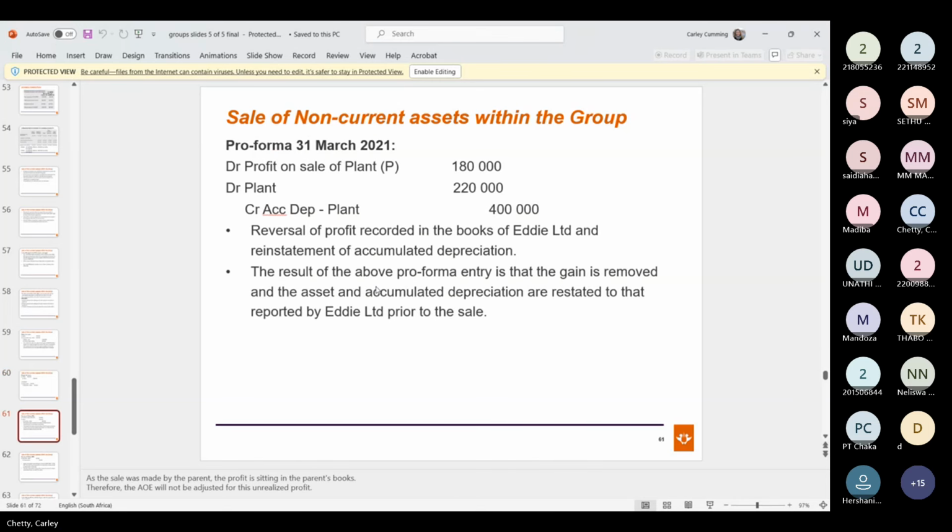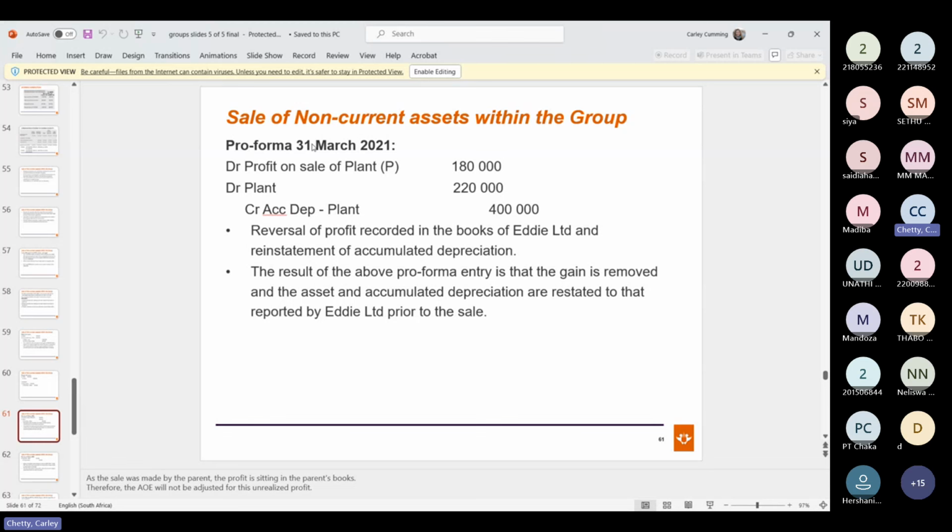In the group financial statements, though, we need to eliminate the sale and pretend it never happened. Because remember, from a group perspective, these two companies, Sandy and Eddie, are seen as one company, and we cannot sell an asset to ourselves. So we are going to reverse the sale and pretend it never happened.